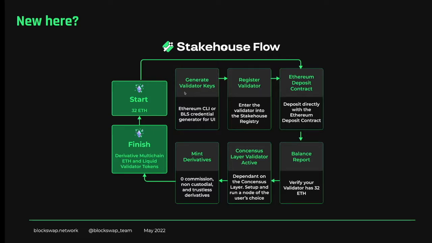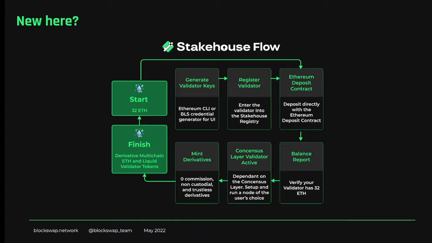Or you can go through the easy mode, and easy mode is a non-custodial process. We're just clicking the buttons. We just automated the buttons for you, and so you can generate your keys that way. Register your validator with a Steakhouse registry, and then you're interacting with the Ethereum deposit contract. When you're interacting there, you confirm your balance report, you deposit your 32 ETH, and now in this time, the consensus layer has to confirm your validator on chain. While that is happening, you set up your node, and that's completely up to your choice.